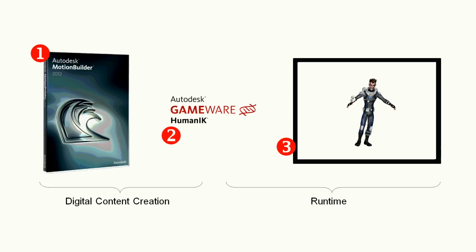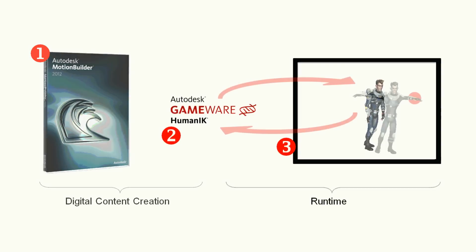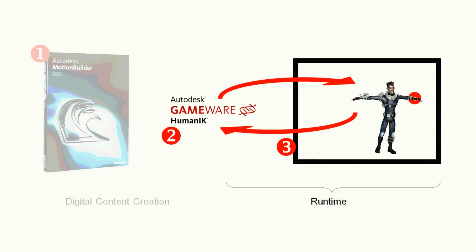The second piece of software you need is a HumanIK package. And finally, you need a game engine with an existing FK animation engine. You surely know HumanIK is not an animation engine. So this is all what we have, and this is what we want.